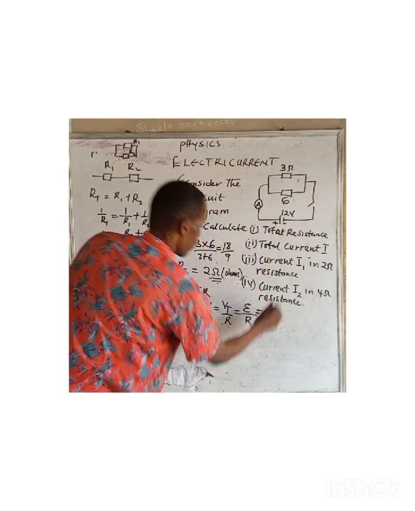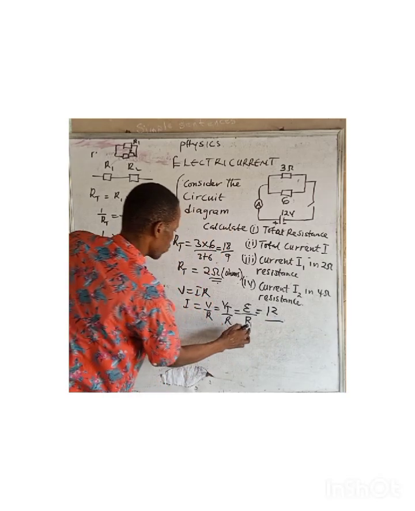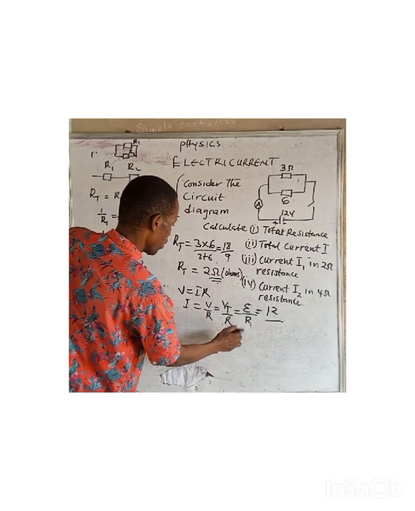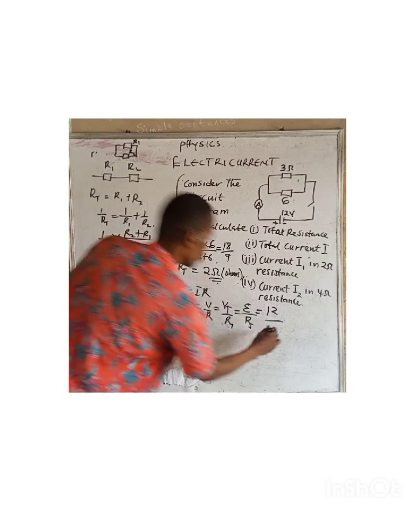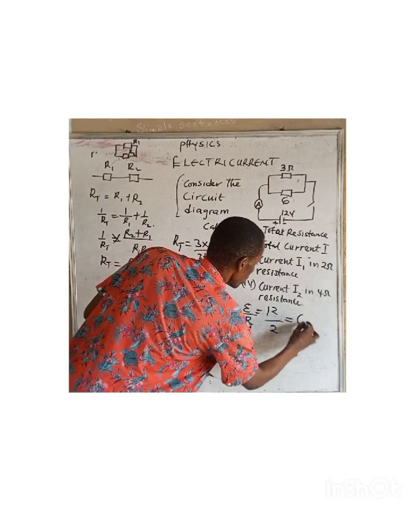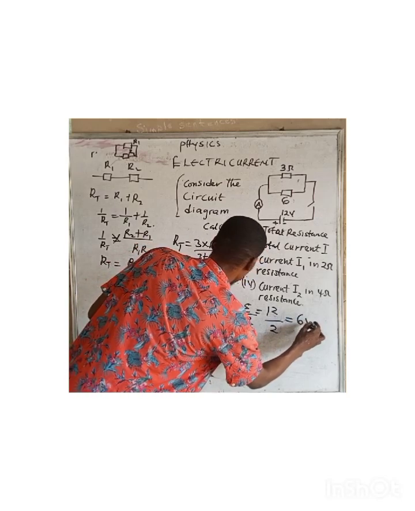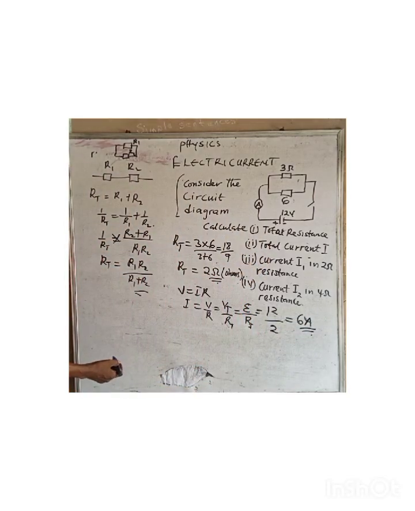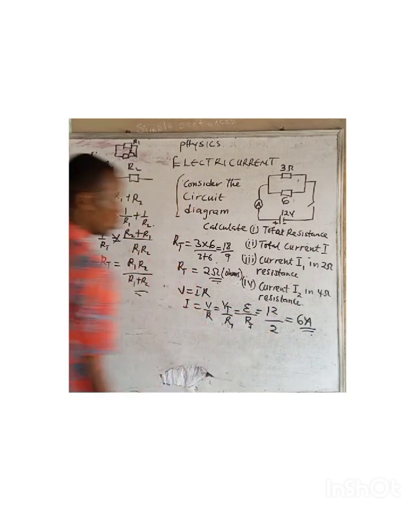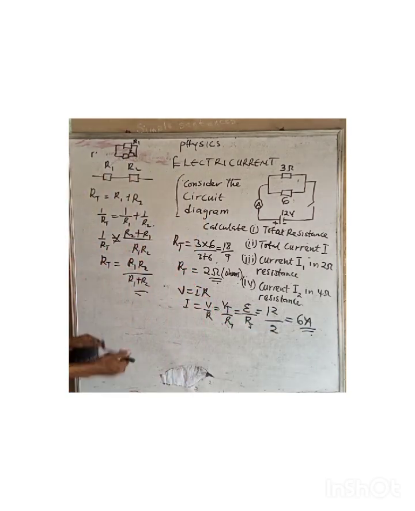So how do you get that? We are going to have what? 12 all over R, which is R total. So this one represents the R total now in that circuit, which is 2. So 12 over 2 gives us what? 6 amps. That's the unit of current. 12 volts all over what? 2 ohms give us what? 6 amps. That is the answer.